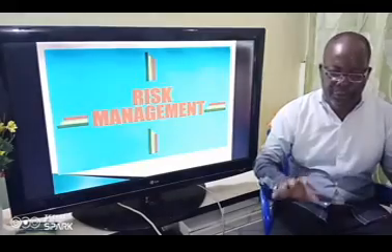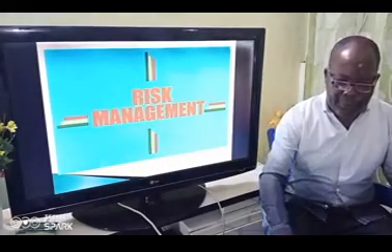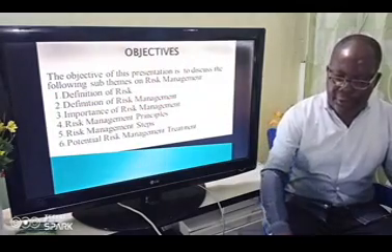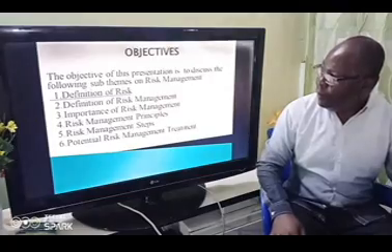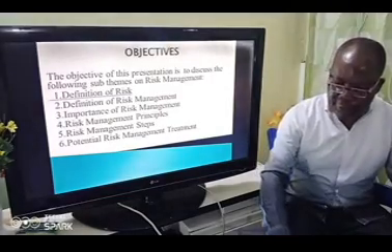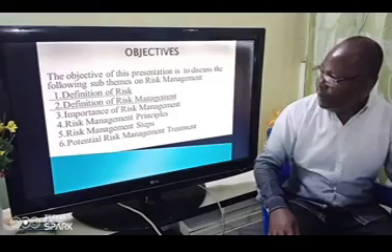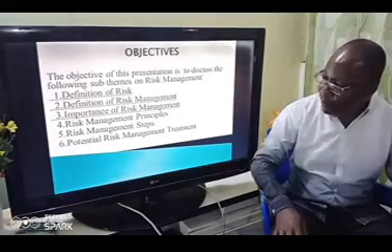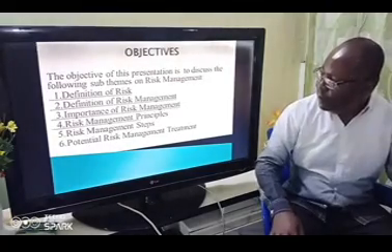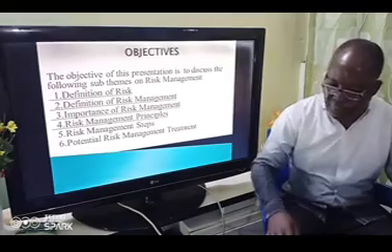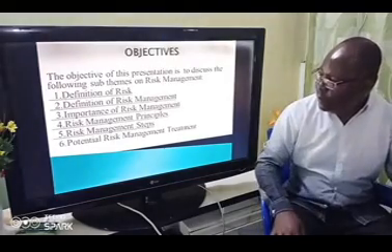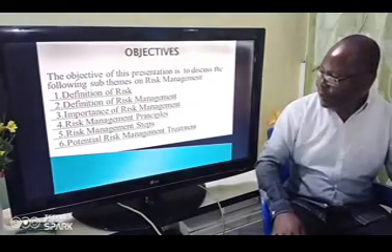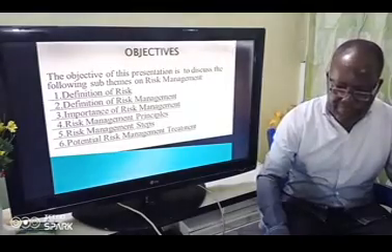So we're going to focus on risk management. We are following the objectives. The very first one is definition of risk, definition of risk management, importance of risk management, principles, risk management steps, and potential risk management treatments.